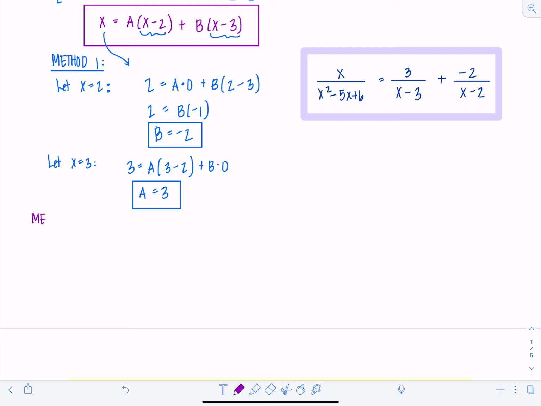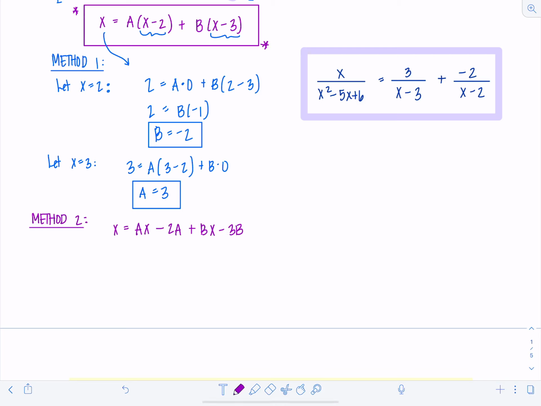So method 2, we're going to go back to this step here that I boxed, after we cleared out the fractions, after multiplying out by the LCD. So what you do here is you're going to actually distribute everything all the way out. So I'm going to have x equals ax minus 2a plus bx minus 3b.